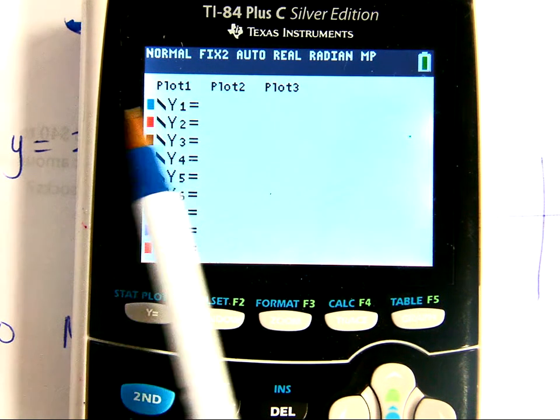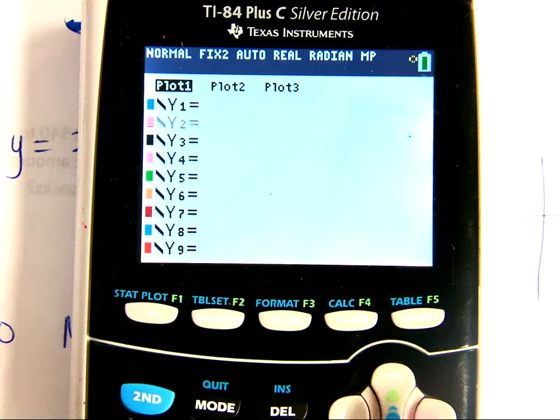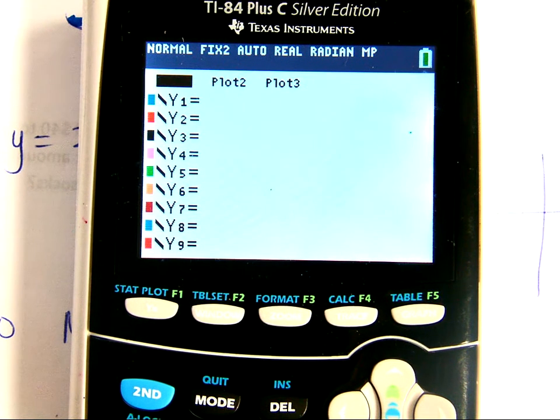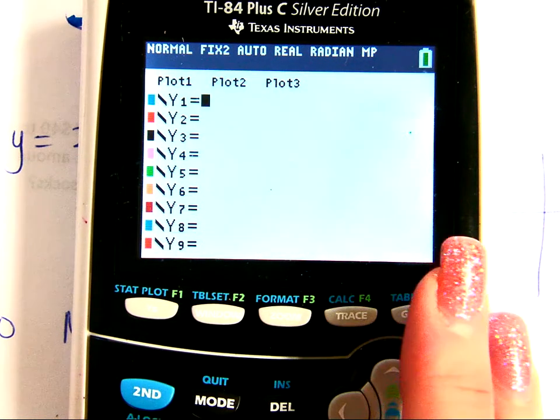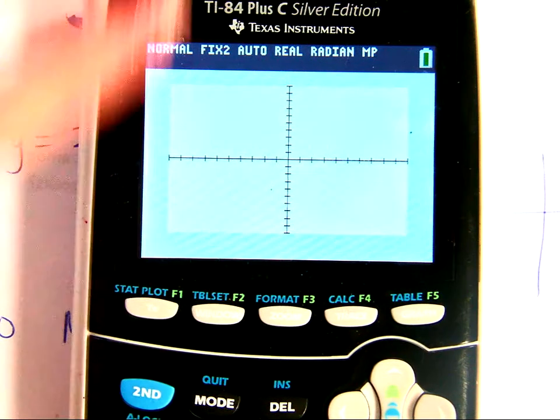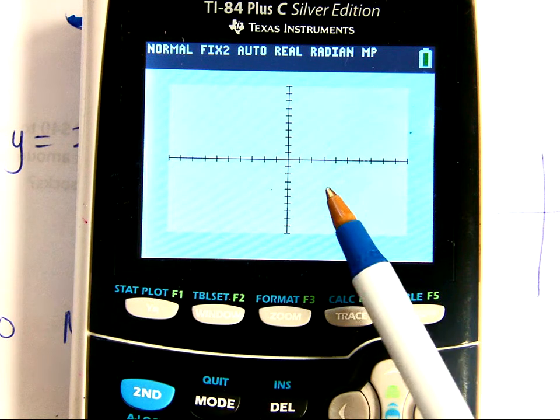Does anybody see the words at the top, plot? None of them should be highlighted. If they are, I need you to unhighlight them, or you'll get an error. To do that, you literally just scroll up, hit enter, turns it off, and scroll down. So make sure none of your plots are on. Okay? So the next thing we want to do is check our window. Our window has to do with where, so actually just hit graph right now. See this button right here, graph? Go ahead and hit that. And that pops up an empty coordinate plane, right? Can you see all 4 quadrants?